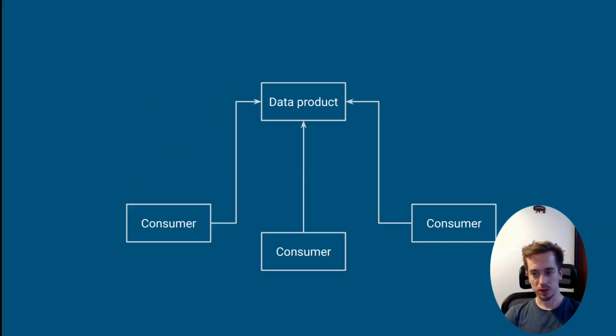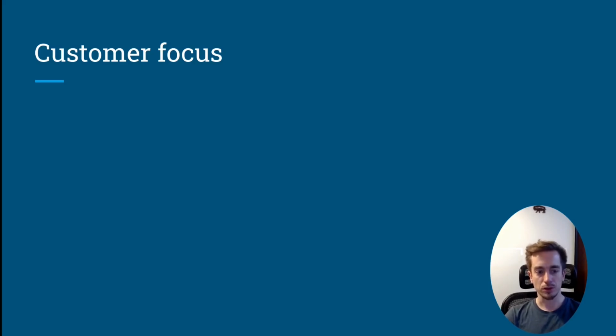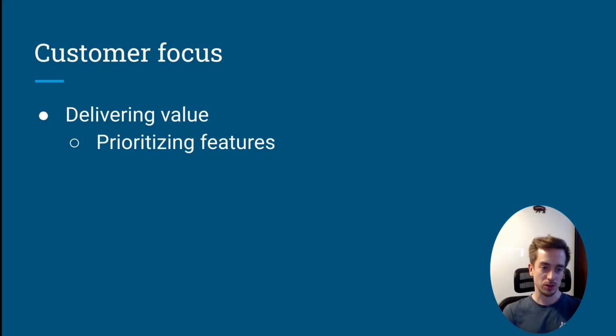A data product has consumers, who are your customers. The goal is to deliver the most value to your customers with the resources you have available. This means that you'll need to prioritize new features they request, as you do with other software products. Feature requests might also come from other stakeholders, and it's the data product owner that's accountable for making these tough decisions and saying no to some of the requests.